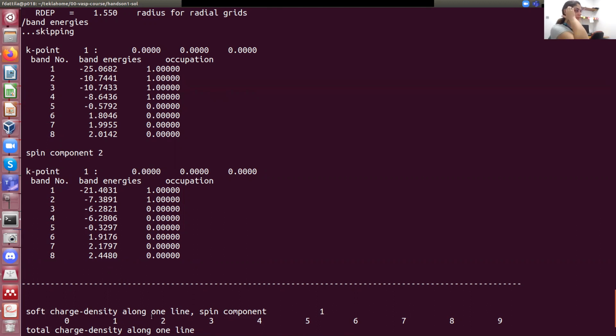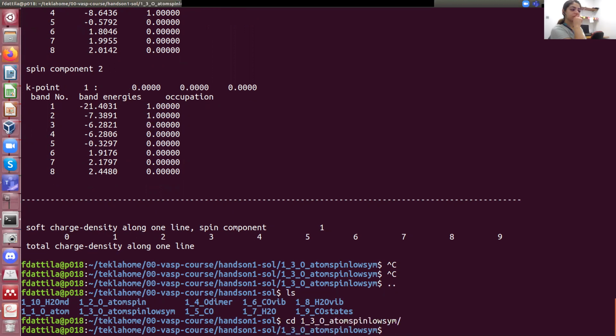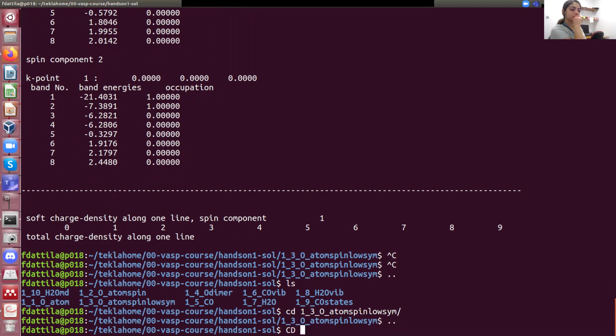So from this output, we can directly see that the Fermi level is, for example, -7.38. I think so. To get the Fermi level, there is an easiest thing we can check. You can also plot it. Let's go to the... ah, yes, it was good.